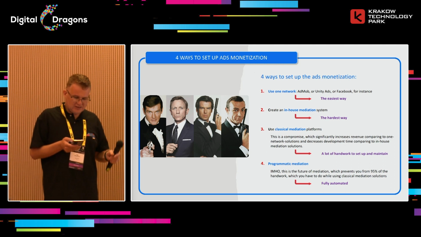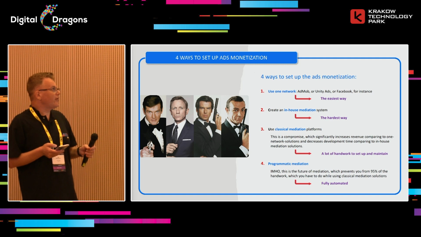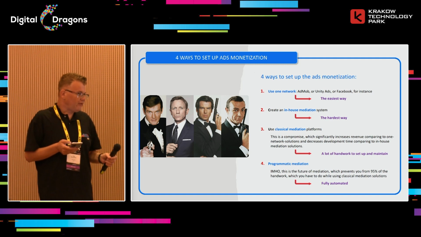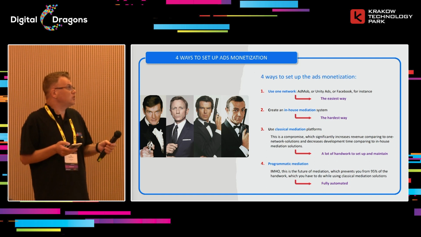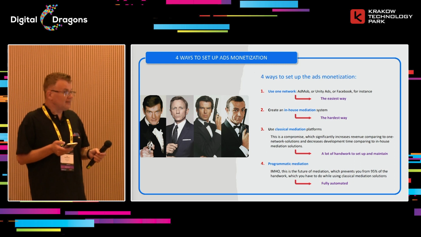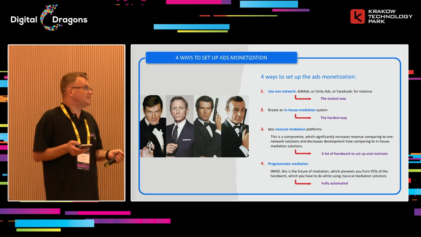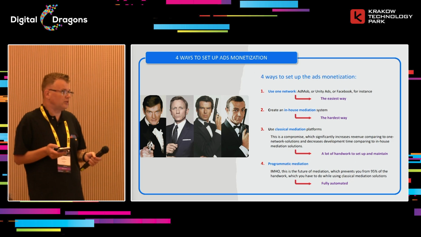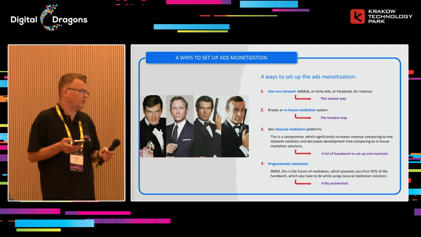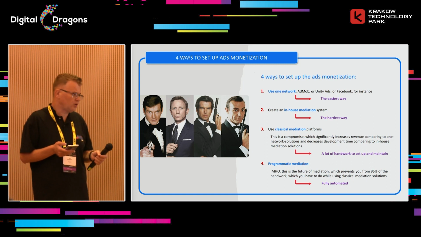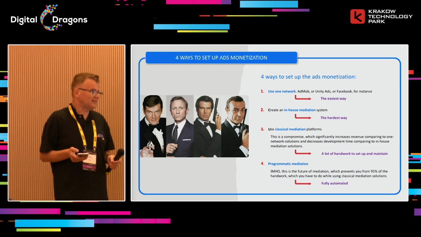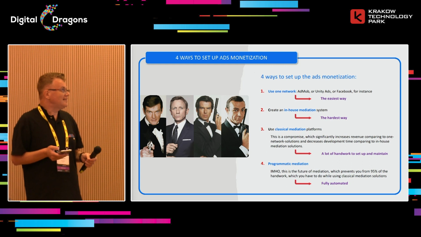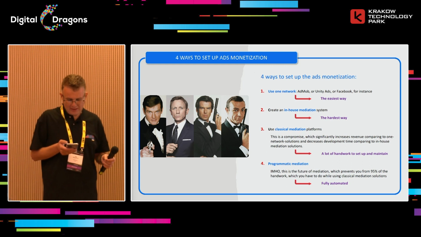Generally, there are 4 ways to integrate ads into your app. The first one is the easiest: to use one ad network, AdMob, Unity Ads, or Facebook, or something else. Another way is to create an in-house mediation solution. It's the hardest way. You should do a lot of different work. It's really crazy. The third way is to use a classical mediation platform. It is some kind of compromise.